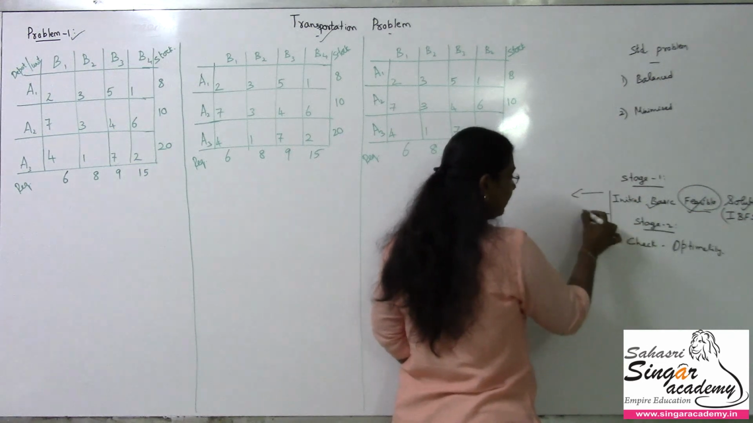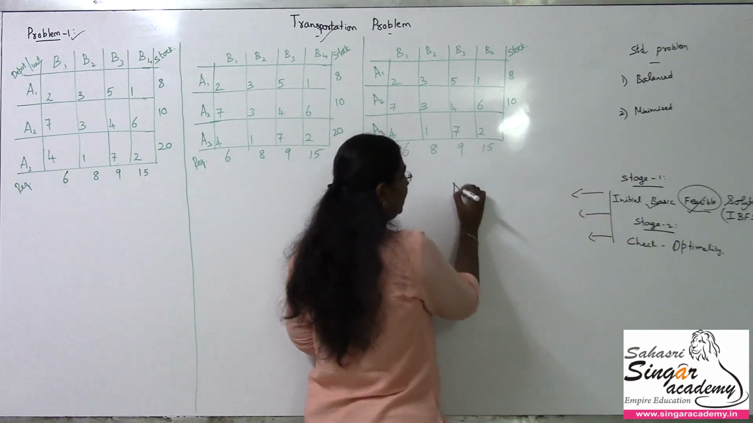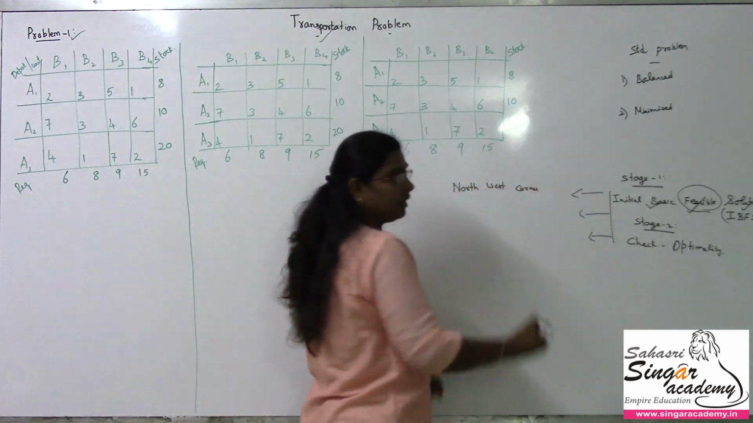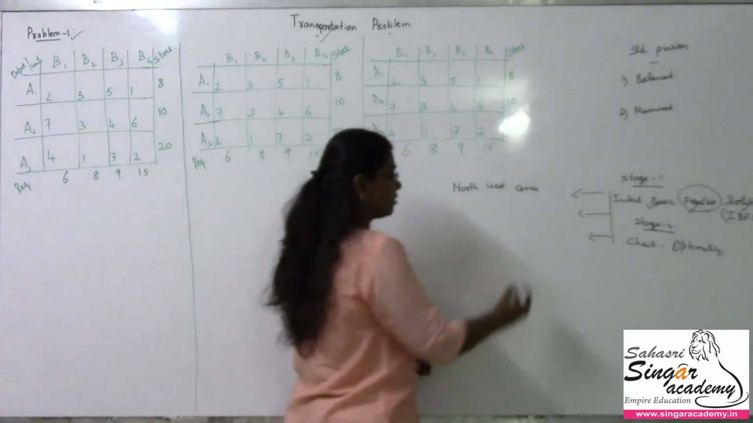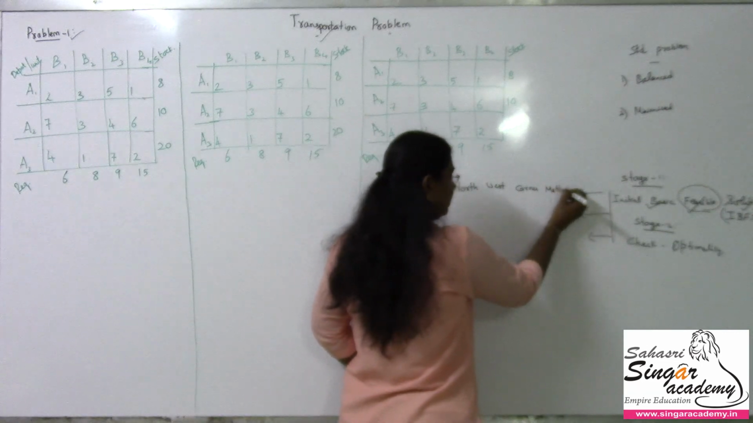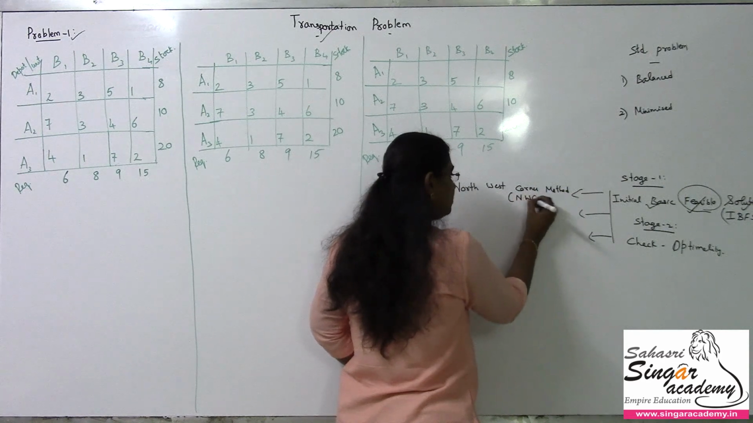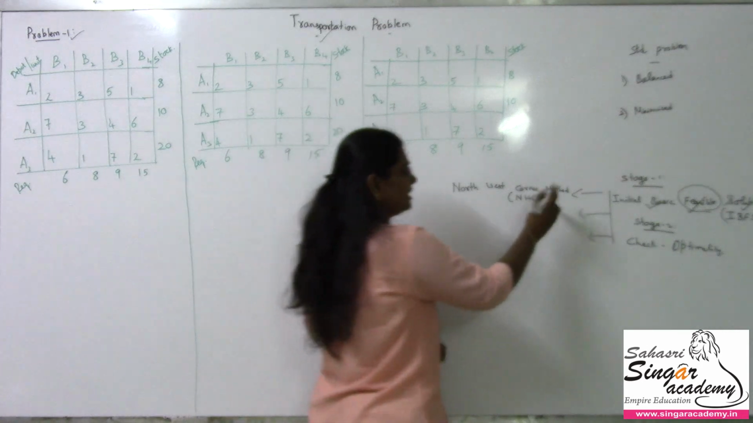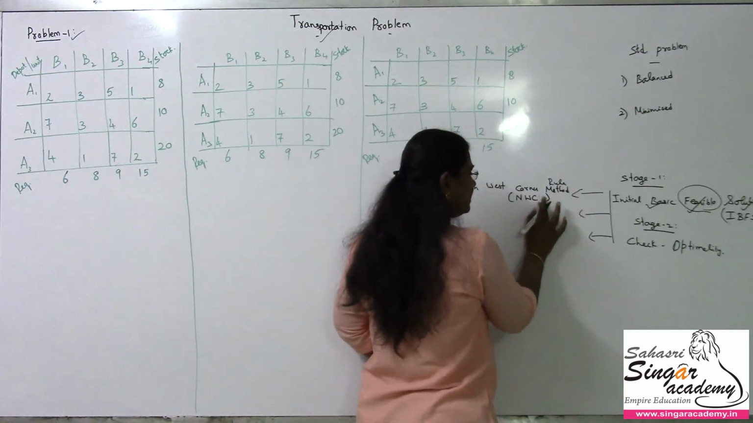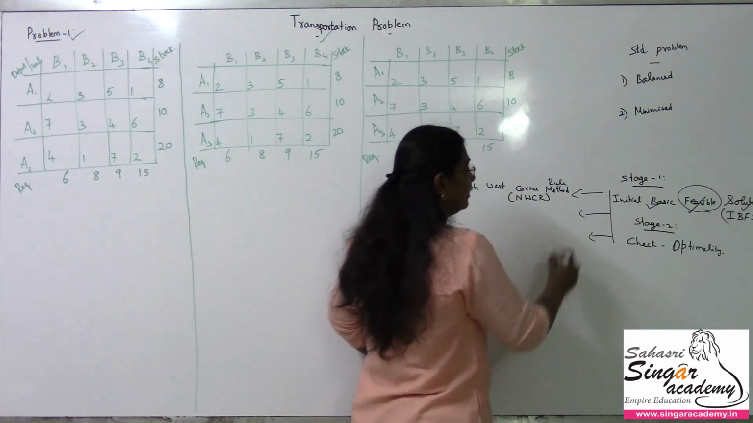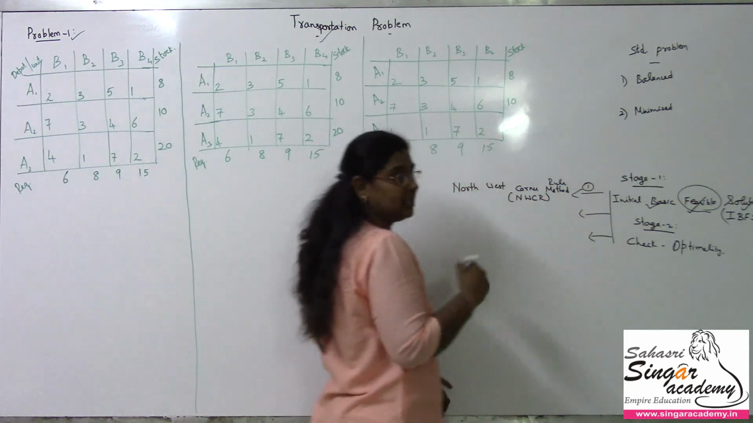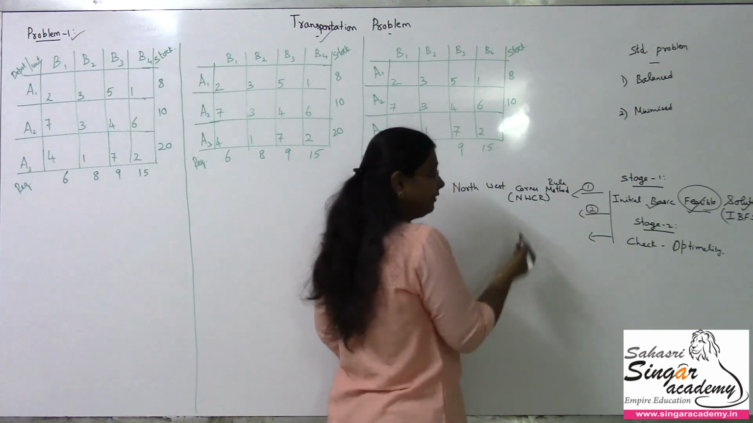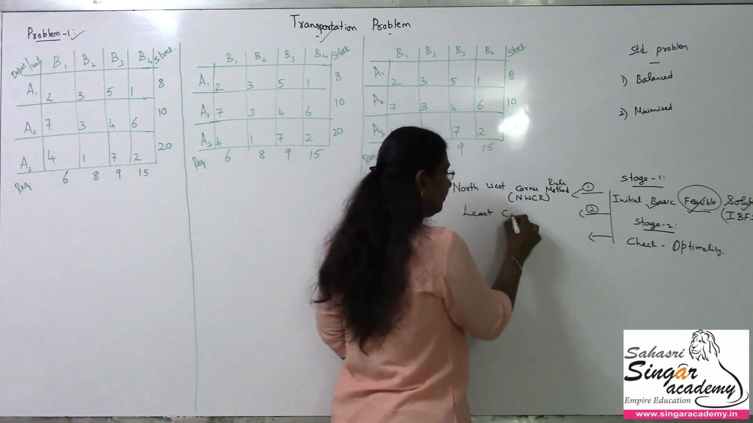One method is to take the northwest corner and try to allocate from it. This is the northwest corner method, with the notation NWCM. Some call it the northwest corner rule, NWCR, so you can use it either way. This is the first method for finding the solution. The second way of finding the solution is the least cost method.